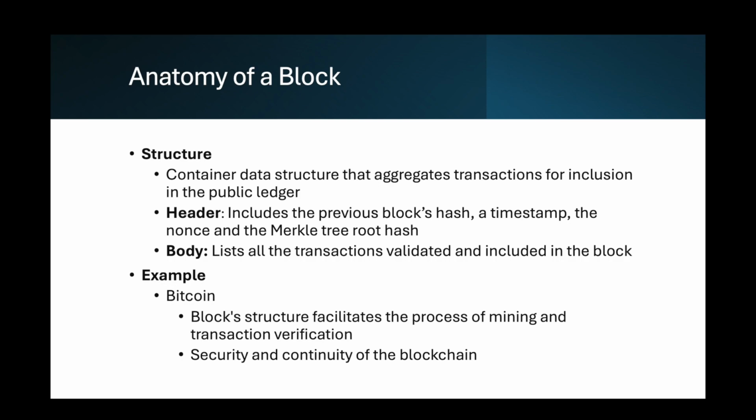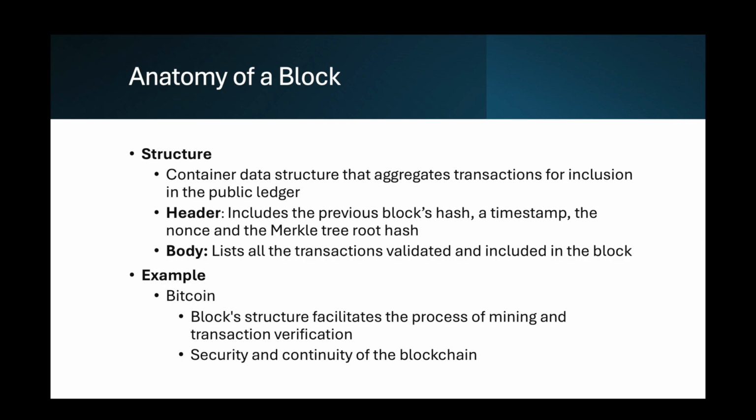A block in a blockchain is a container data structure that aggregates transactions for inclusion in the public ledger, the blockchain. Typically, a block contains a header, which holds metadata, and a body that contains transaction data. The header includes the previous block's hash, a timestamp, the nonce, and the Merkle tree root hash, which summarizes all the transactions in the block. The body lists all the transactions validated and included in the block.